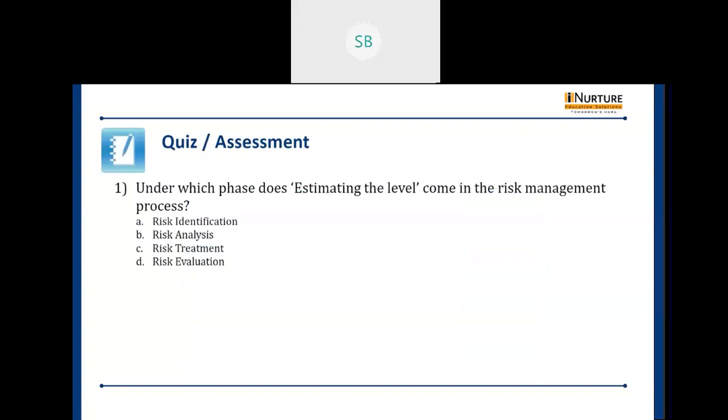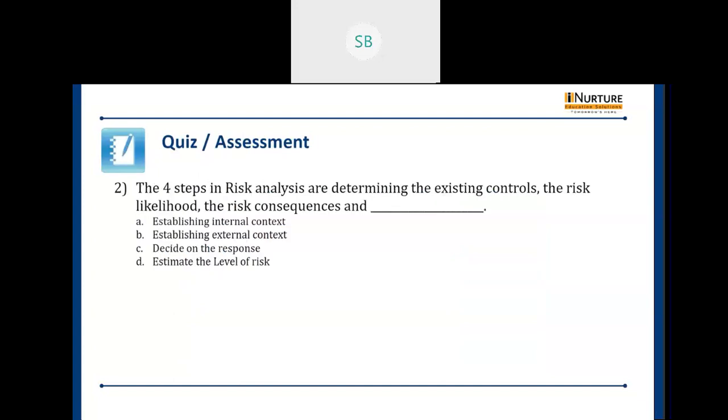Okay. So these are a few questions you can see. Under which phase does estimating the level come in the risk management process? Can anyone tell me? It's very easy, right? It's obviously risk analysis. Now, the 4 steps in risk analysis are determining the existing controls, the risk likelihood, the risk occurrence, and the last was to estimate the level of risk. Just now we have studied this.